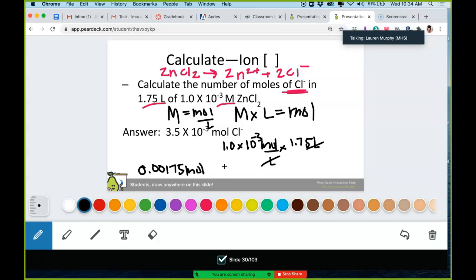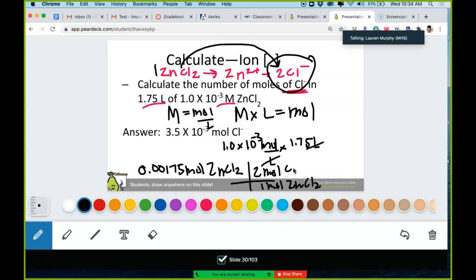0.00175 moles of zinc chloride. Now, I didn't ask about zinc chloride. I asked about chloride ions. So you would say for every 1 mole of zinc chloride, for every one of these right here, you produce 2 moles of chloride ions when it breaks apart in solution. So you actually have to take this number and multiply it by 2, and that's how you get 3.5 times 10 to the negative 3rd moles of chloride ions.